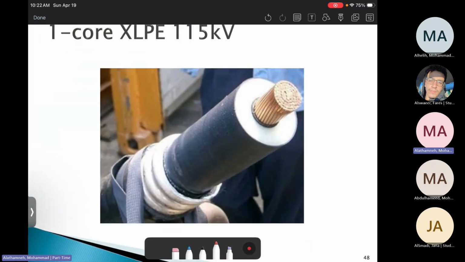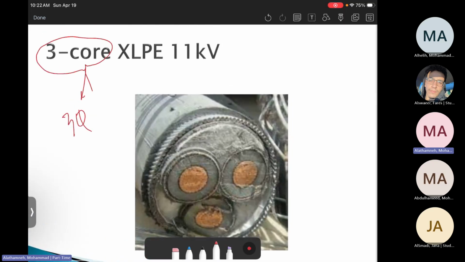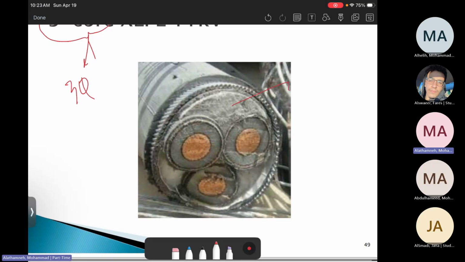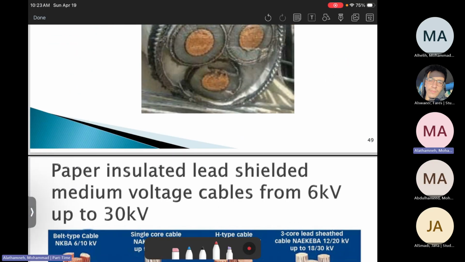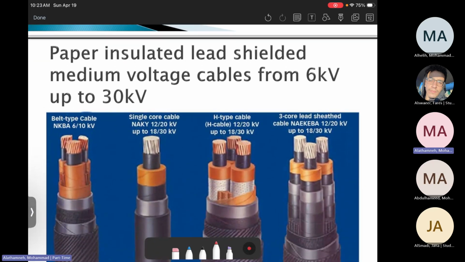That's why you will see the diameter is very big. Then here's the three core. Three core means three phase, while single core means single phase. That's how the three core has that XLPE material.